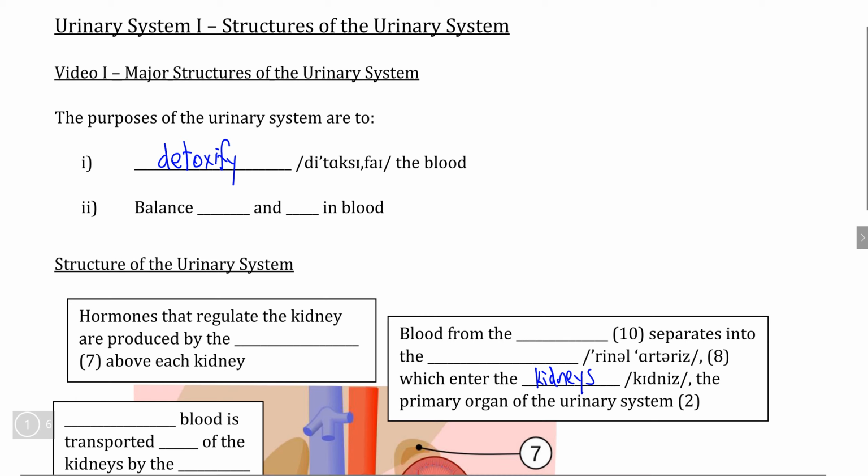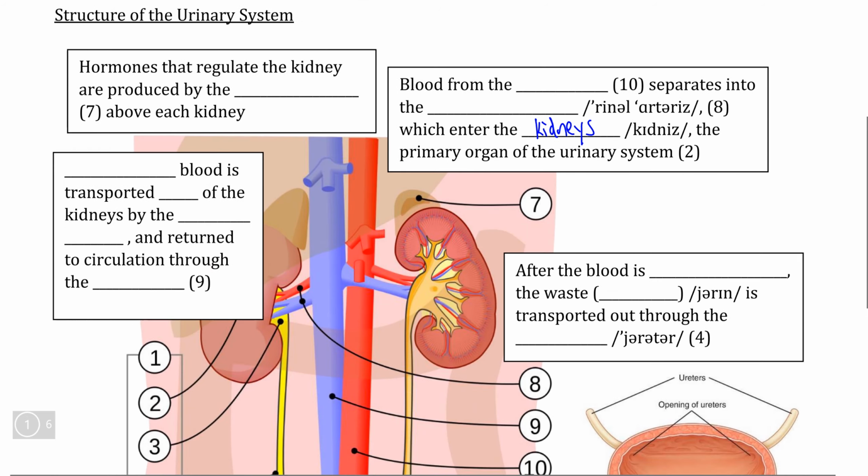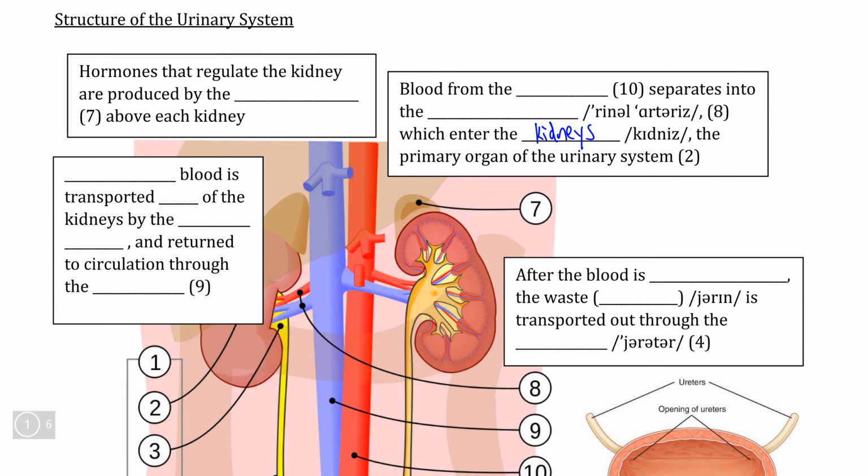The second function is important in maintaining isotonic levels of salt within the body, and that is by removing extra salt that makes the blood hypertonic or potentially removing any extra water within the blood in the event that your blood is hypotonic. In these first two videos, we're going to be looking at the overall structure of the urinary system, as well as taking a deep dive into the structure of the functional unit in the kidneys, but that will happen in the next video.